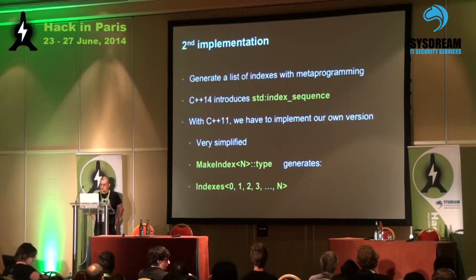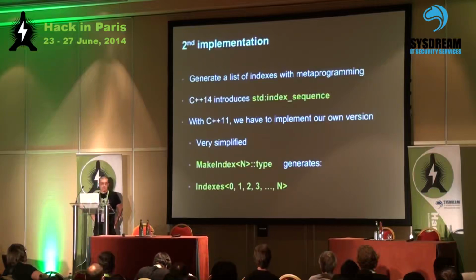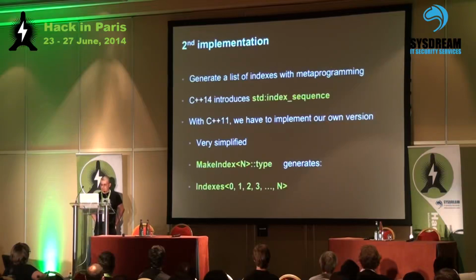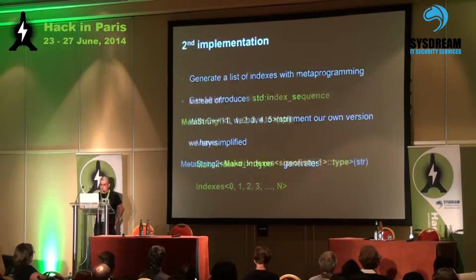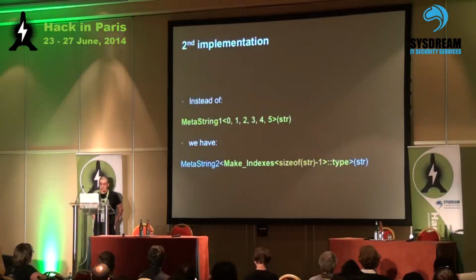So I have implemented myself a very simplified version of this template. I will not explain how it works because it's a little bit complicated. But what is important is the result. If I call makeIndex with a parameter n, so any integer, and I retrieve the type of that, I get a template called indexes, and the parameters of indexes are my sequence of numbers. So in my first implementation, I can replace the hard-coded list of integers by this makeIndex, and it works.